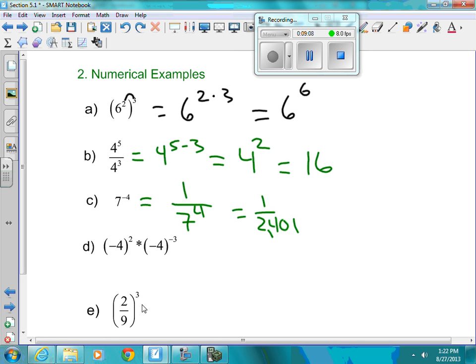Negative 4 to the 2nd times negative 4 to the 3rd. Well, they have the same base. We're multiplying them together. We can then do what? We can add the exponents. So negative 4 to the 2 plus a negative 3.